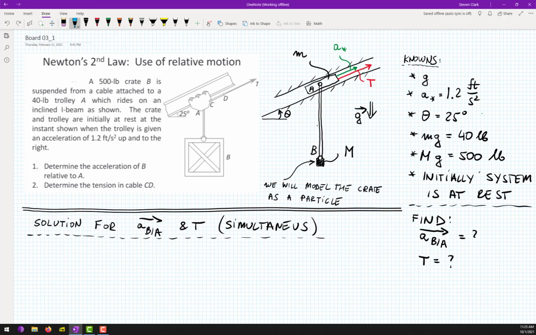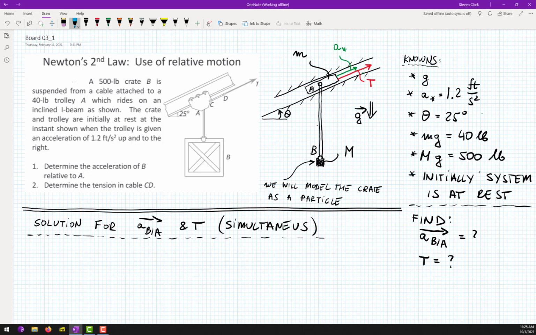We know that our trolley has this green acceleration. I call it A star, and we know its value. It's 1.2 feet per second square. We know how much is the incline. It's 25 degrees. We know how much our bodies weigh, 40 and 50 pounds. And important information, our system is at rest. Very important information we will use later.